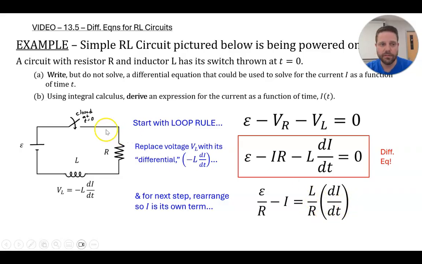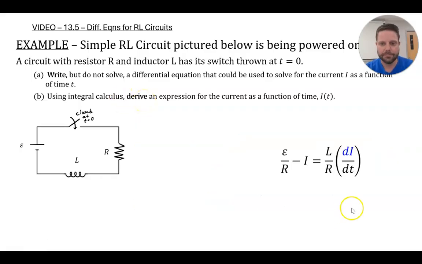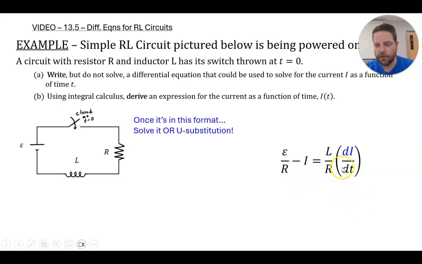But let's go ahead and solve this for part B. It says use integral calculus to derive this, and we're going to go ahead and do that right now. So the first thing we're going to do is solve it by separating di and dt. Or if it's in a format like we see here, where it's not that easy to just do that, then we can use a u substitution.